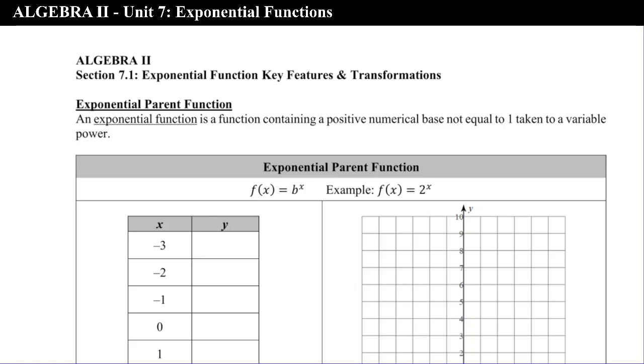Hello and welcome to the Unit 7, Section 1 video on exponential function, key features, and transformations. So let's talk about what an exponential parent function is.